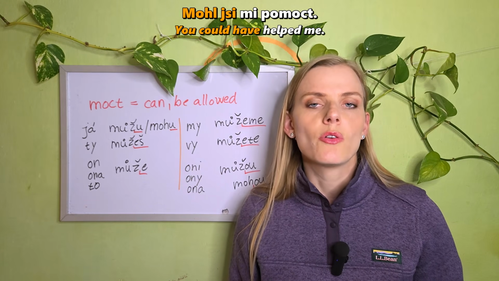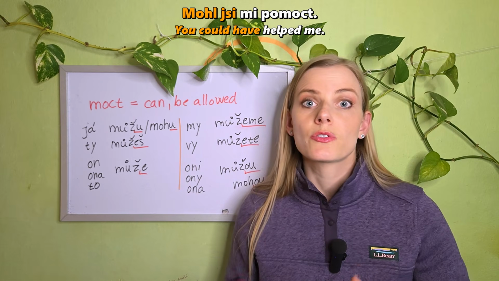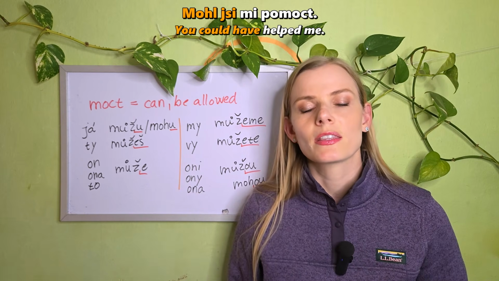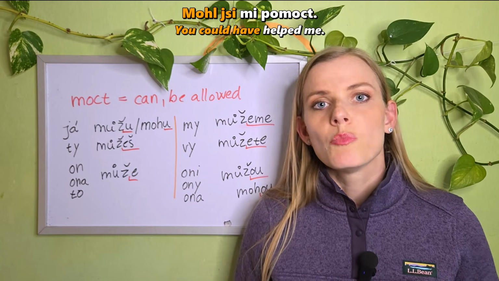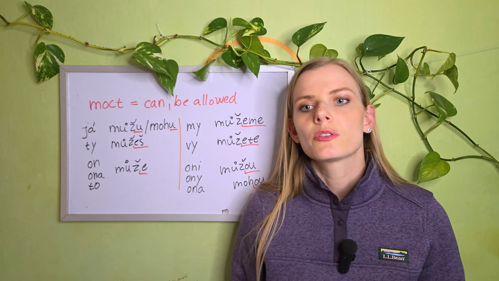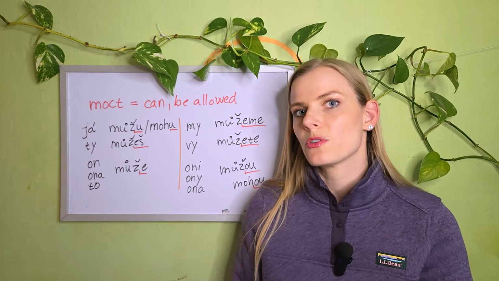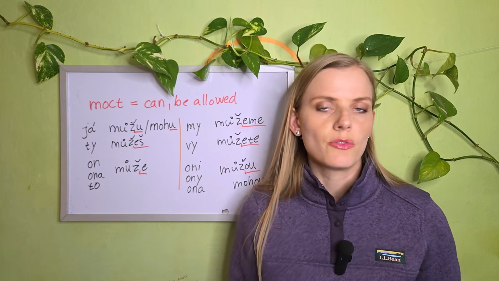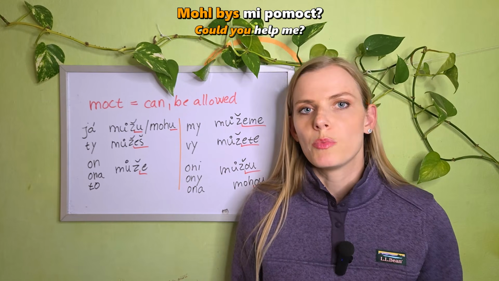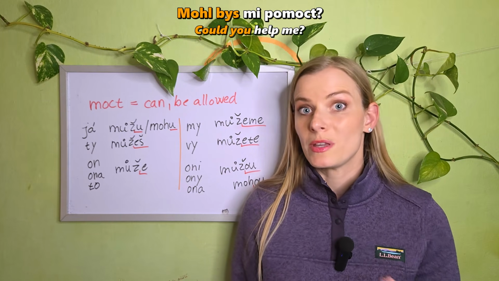This is something that's often confused if you used moct in the past. It's something that happened. You could have. Mohl jsi mi pomoct. Whereas if you want to say you could help me in the future, then you would use the conditional form. Mohl bys mi pomoct? Could you help me? Mohl bys mi pomoct?